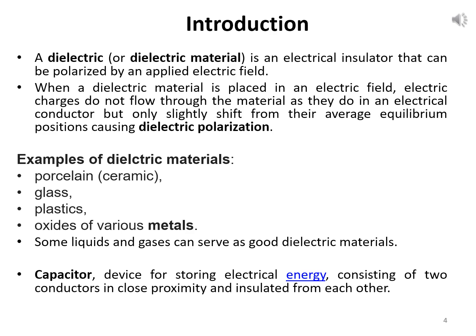So examples of dielectric materials include ceramic, glass, plastics, and oxides of various metals, which can be dielectric materials. And when we apply an electric field, they can be polarized. A few liquids and gases can also function as good dielectric materials.